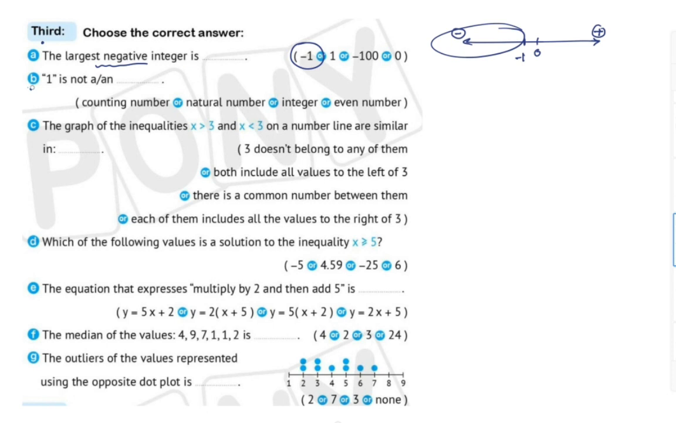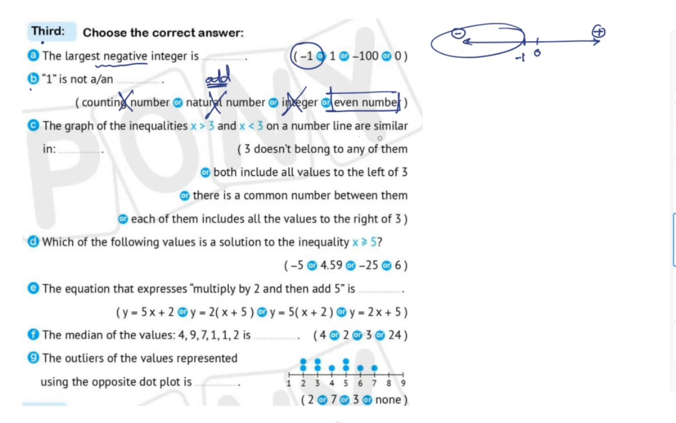Point B. 1 is not a counting number? Of course 1 is a counting number. 1 is not natural? No, 1 is a natural number. 1 is not an integer? No, 1 is an integer. 1 is not even? Yes, because 1 is odd.